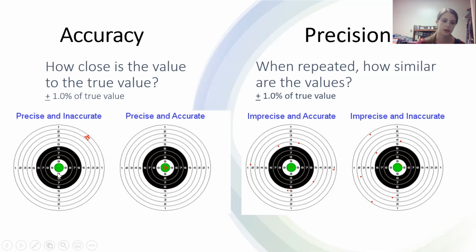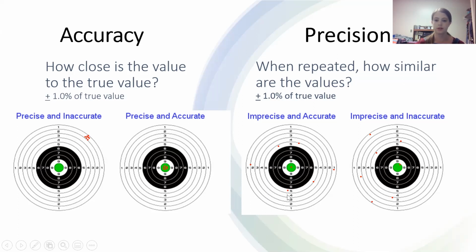So this one, if you shot these arrows at this target and they all ended up right here, you're precise because they're all around the same spot, but you're inaccurate because you're pretty far off from the target, the bullseye. Now this picture is precise and accurate because you have all of those arrows in the same spot, and they're also on the bullseye.